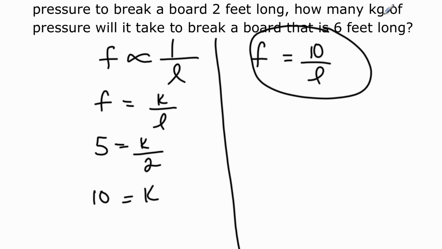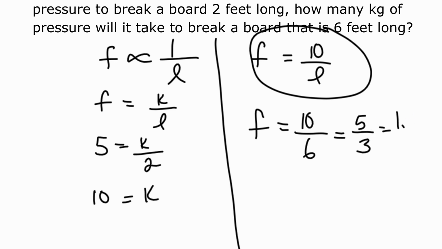Now they say how many kilograms of pressure, that's F, will it take to break a board that's 6 feet long. So if it's way longer, you would think it would take less pressure if it's inverse. Let's see. So it'd be 10 divided by 6. Okay, 10 divided by 6 is about 5/3. And if you divide those, that's about 1.67 approximately. So when you take a look at it, the longer the board, this time is 6, then it takes less pressure. In this case, the board was only 5 and it took more pressure.